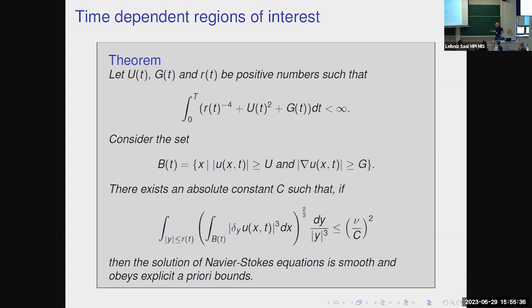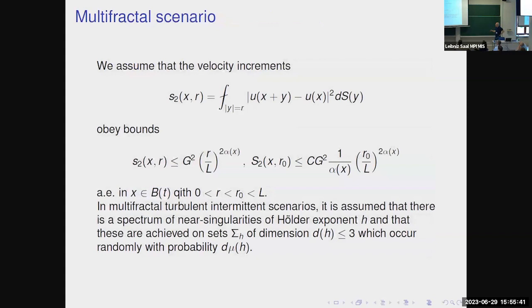Okay. And finally, the multifractal scenario that I want to mention. So I think that I'm going to skip other things. So what's a multifractal scenario? You are assuming now these little s2's, which are the Hölder increments divided by a measure in y. You are doing this only on the unit sphere, an average on the unit sphere, where you're displaced by y, and the displacement size is r. So then this is a function of time, of course, and r, and the location where you are. So you assume that wherever you look, you have an exponent, a positive exponent.